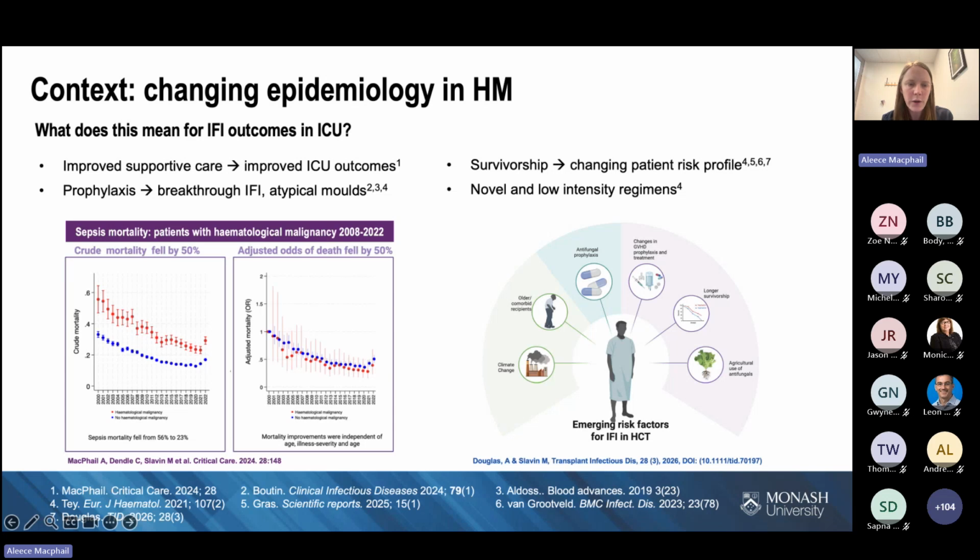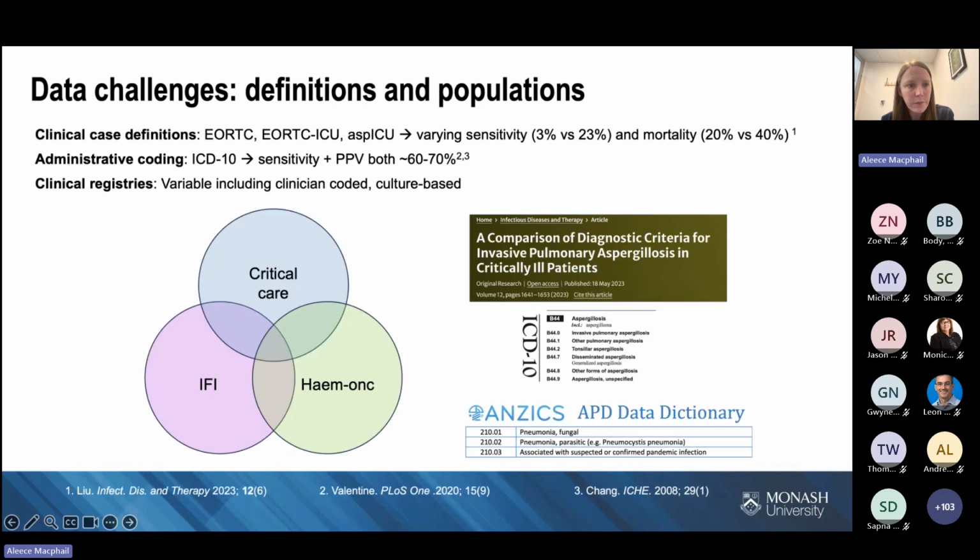The figure on the right is from a discussion piece by Abby Douglas and Monica, recently published in TID, focusing on stem cell transplant recipients, but the same principles apply elsewhere. It looks at the flip side of survivorship and new low intensity regimens, which is a changing patient cohort of older patients with more comorbidities. Similarly, the flip side of antifungal prophylaxis is that an increasing proportion of infections are breakthrough atypical organisms.